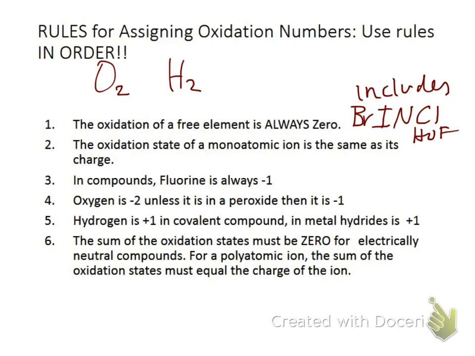I will tell you if it's a peroxide. Because CO2 has 2 oxygens, but it is not a peroxide. It's carbon dioxide. Things like hydrogen peroxide, H2O2, which is what you put on your cuts and scrapes, are peroxides. Hydrogen is a +1 in covalent compounds, but in a metal hydride, it's a -1. So change that to a -1. If I had sodium hydride, which is a metal hydride, sodium would be a +1, hydrogen would be a -1 there. So make that correction in your notes.